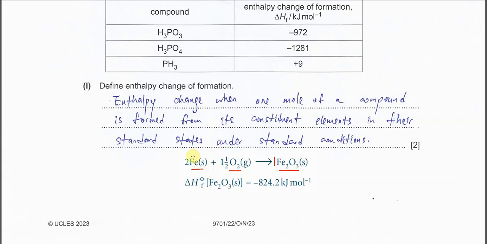So for the iron and oxygen, they are all elements, and these elements must be in their standard state. Means under standard conditions, 25 degrees C and 1 atm. So this iron is solid, oxygen is gas, and it will form this iron oxide, which is solid. So this means standard state, means the state under the standard condition. Okay, so this is the definition.